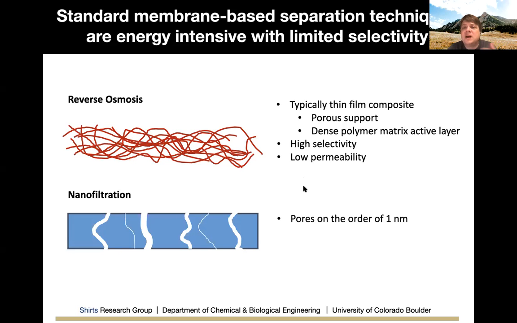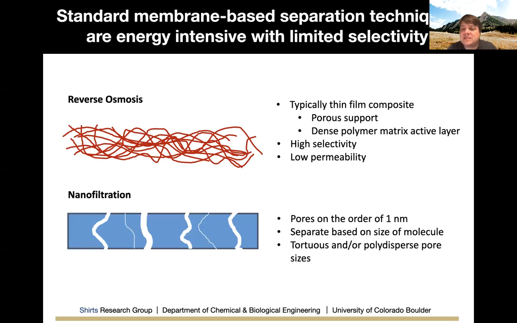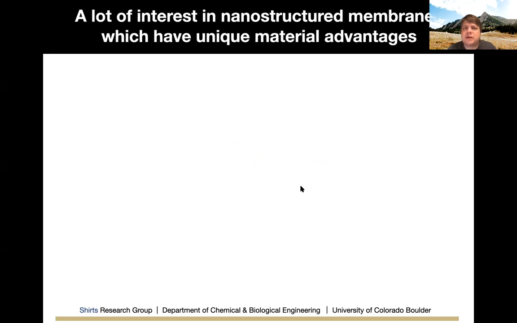Nanofiltration membranes generally have pores on the order of 1 nanometer, and they separate based on the size of the molecules, but are tortuous and polydisperse in pore size, which frequently hurts the selectivity. So we really want to have new solutions for selective separation membranes.